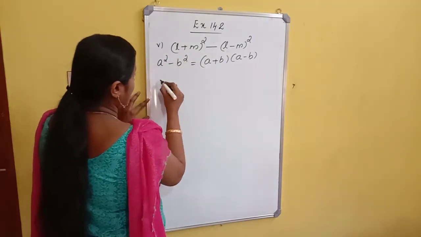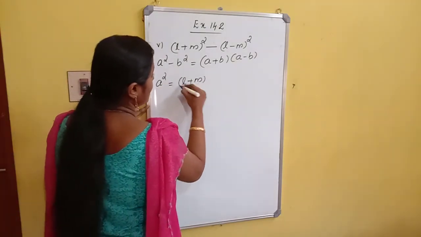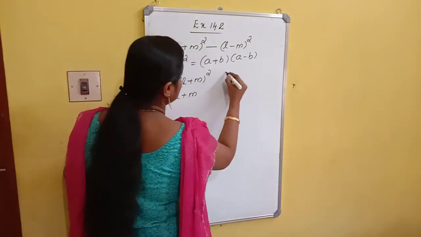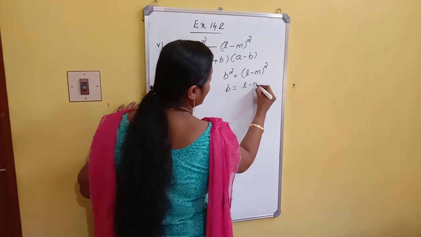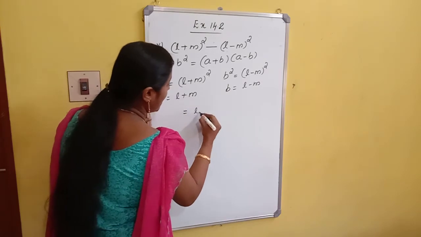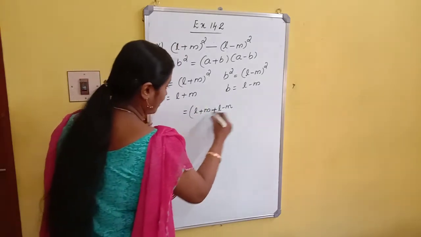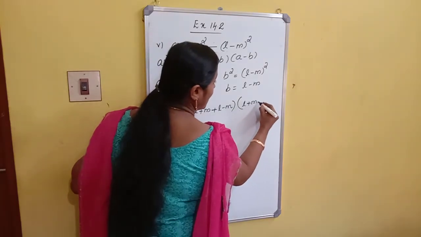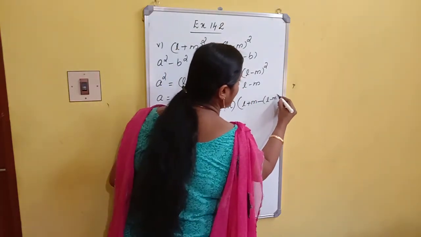Okay, so compared to this one, A square equal L plus M whole square. So what is A here? L plus M. After that, B square is compared to L minus M whole square. So what is B? L minus M. After that, you can apply this one. A plus B. What is A here? L plus M plus L minus M. One bracket. In another bracket, A minus B. A means what? L plus M, minus sign, we open the bracket. That is L minus M.